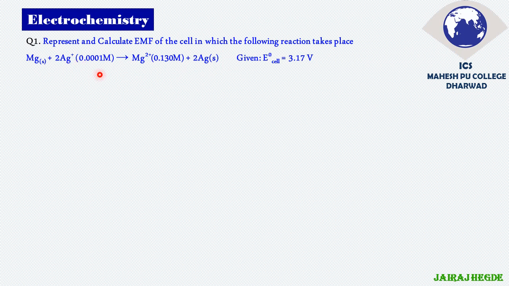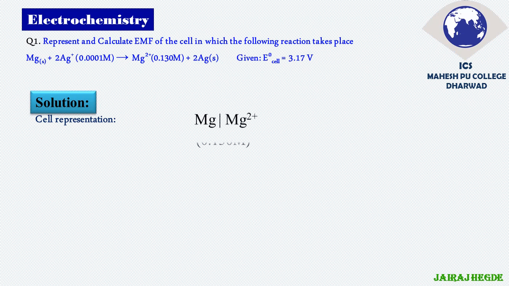In this case, the concentration of Ag+ is 0.0001 molar, that is 10 power minus 4 molar, and the concentration of magnesium ion is 0.013 molar. The E naught cell is already given, we need not calculate it, it is 3.17 volt. Let's have the solution. First, as they have given, represent the cell.